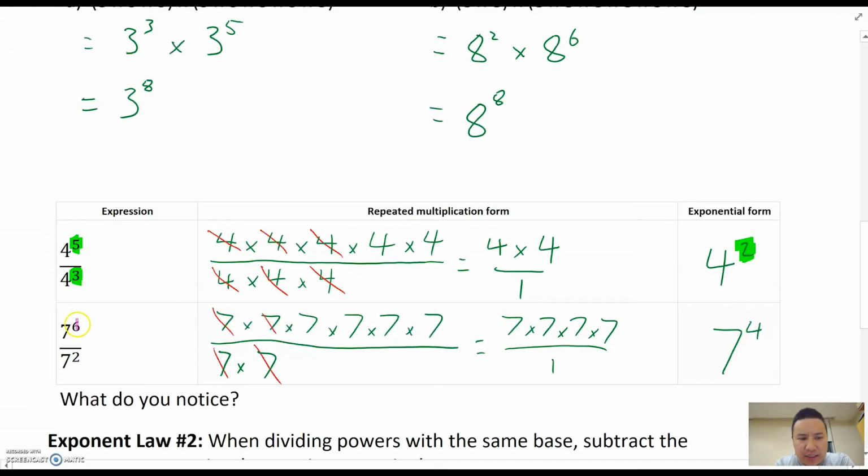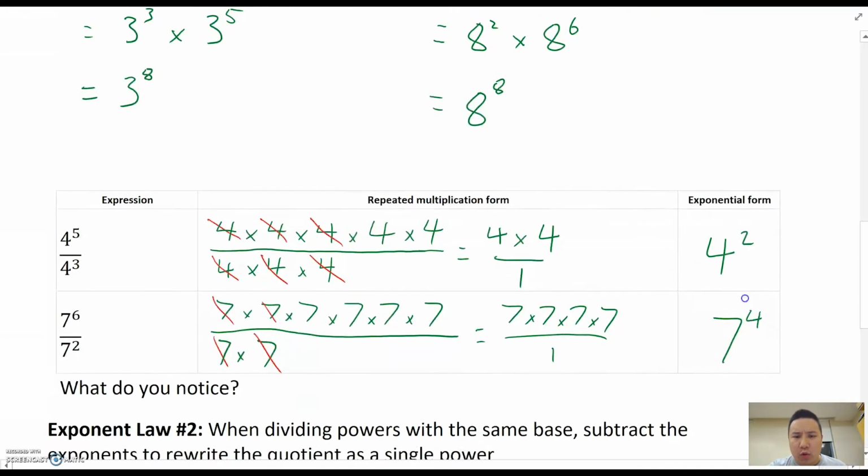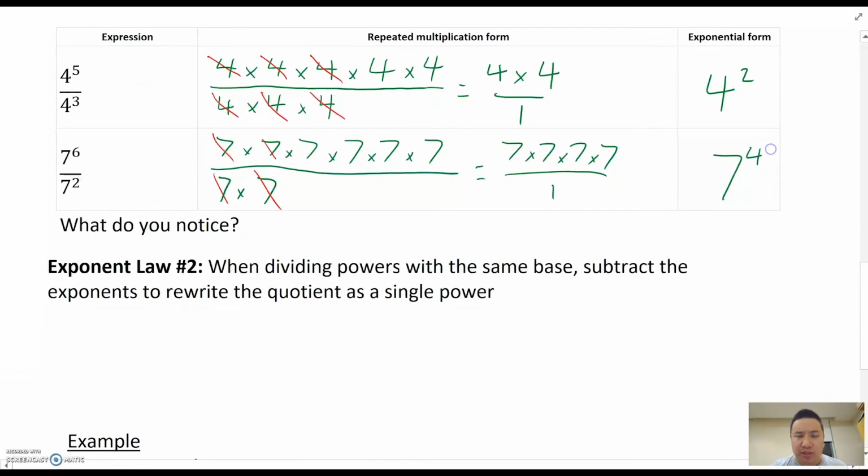Over here we had 7 to the power 6, 7 to the power 2, and we ended up with 7 to the power 4. Sorry, 4. So you guys see what's happening here with the exponents? Yeah, they're being subtracted. So when we are dividing these powers, what we're actually able to do is simply subtract these exponents. So that brings us to our second exponent law.